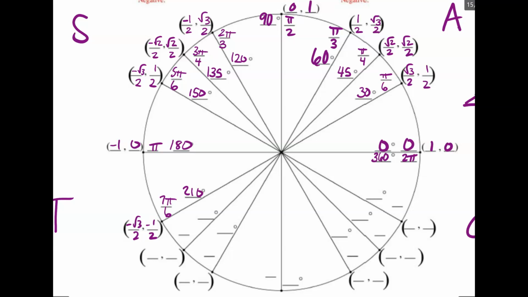Next, I have 225 degrees. And once again, same, root 2 over 2, root 2 over 2. It's just both of them are negative. So 225 degrees, 5 pi over 4, negative root 2 over 2.